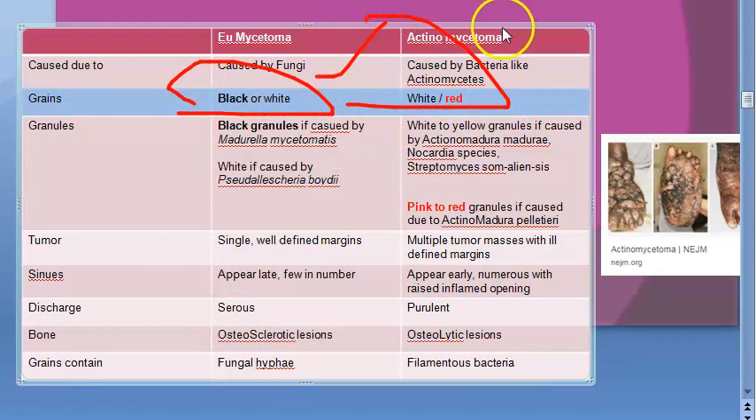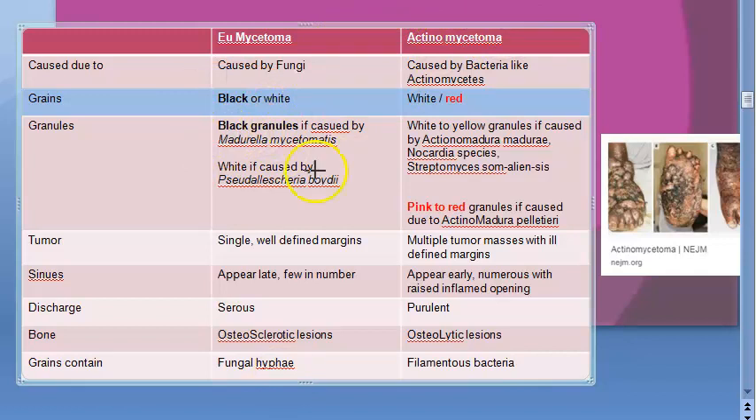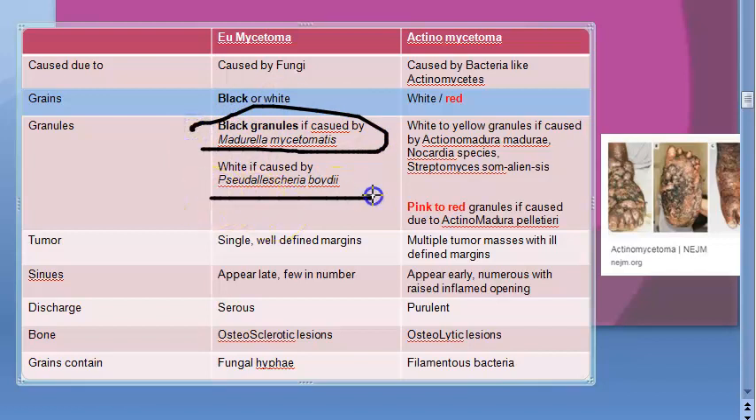Now look at details about the granule color. If it is black granules, it is caused by Madurella mycetomatis. If it is white granules, it is caused by Pseudallescheria boydii. Both of these are fungi, so both come under Eumycetoma, black or white granules.